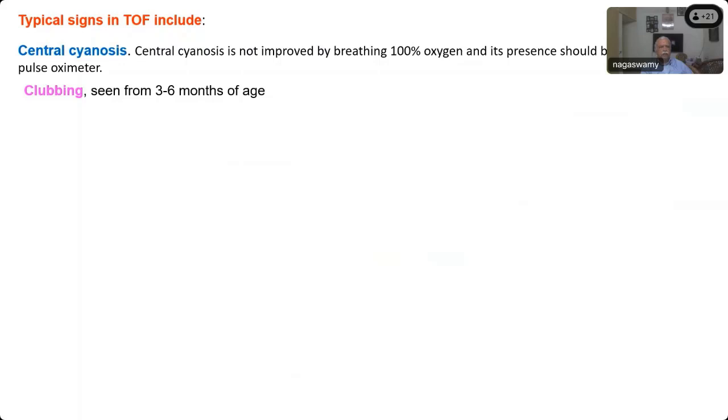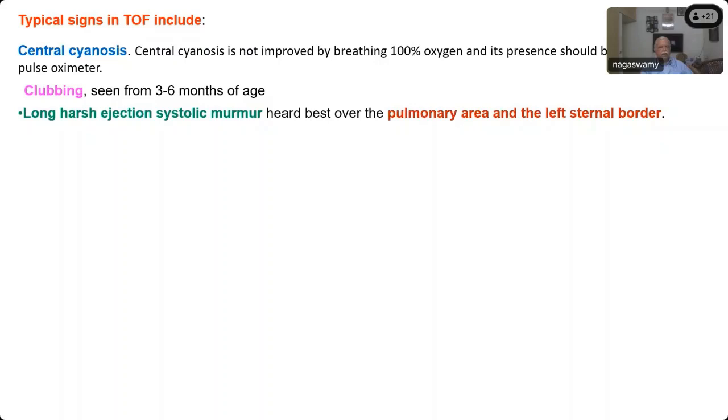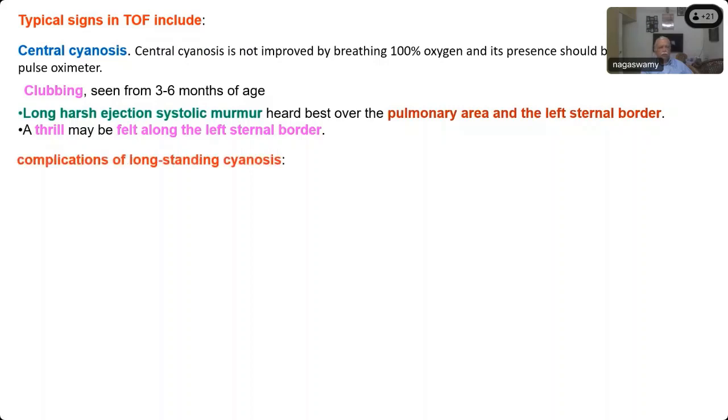The typical signs of TOF: central cyanosis, which is not improved by breathing 100% oxygen. Please remember that in the exam. The second thing is clubbing, seen from the 3rd to 6th month. It will not be present at birth, and you will have a long, harsh ejection systolic murmur, best heard over the pulmonary area and the left sternal border. Sometimes you may feel a thrill also along the left sternal border.